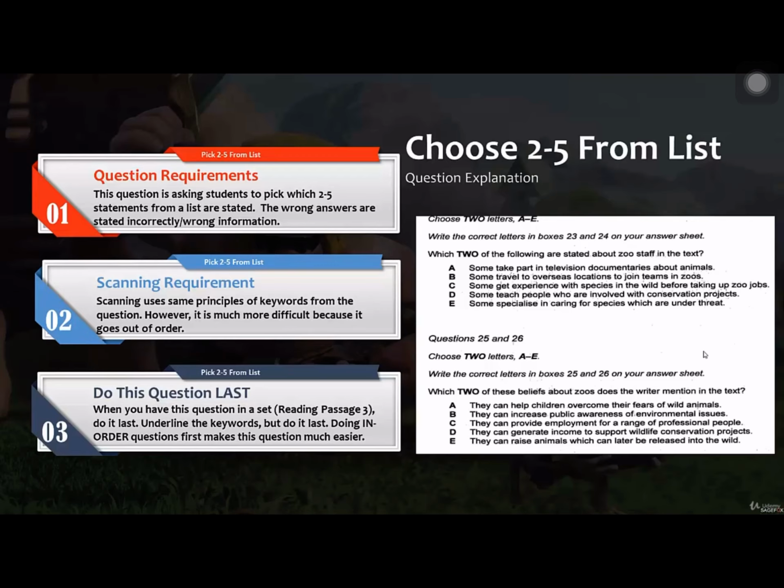There is a scanning requirement. It uses the same principles of keywords. However, it's much more difficult because it goes out of order. Again, do this question last in the question set.